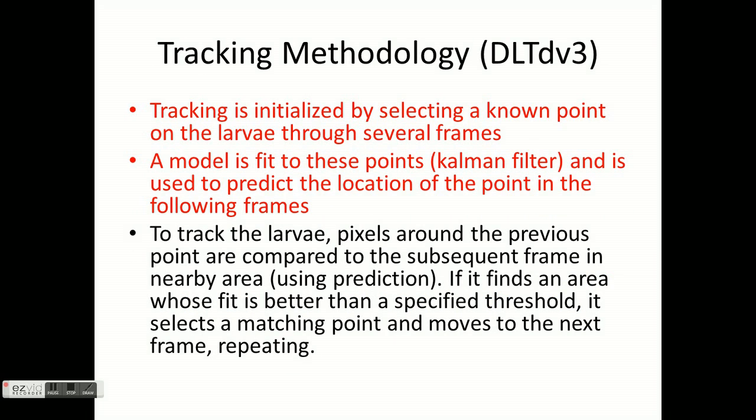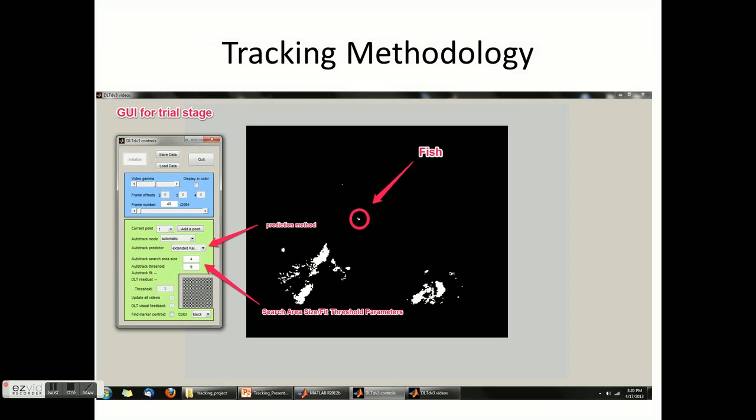To do so, we make a call to DLT-DV3, which is a tracking program that's been developed by the Ty Hedrick Lab at University of North Carolina, Chapel Hill. And what this does is initialize tracking by first selecting a known point on the larva through several frames. A model is then fit to these points and is used to predict the location of the point in the following frames. He suggests to use an extended Kalman filter, but as you can see in this middle arrow here, it is possible to select other types of predictors for where the larva will be. You can also vary the search area size and the threshold for whether or not something is a good fit.